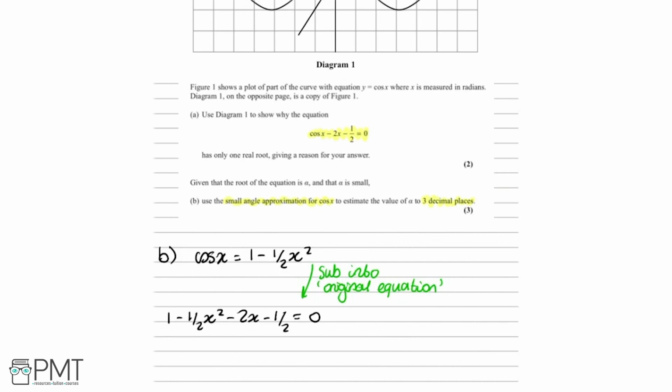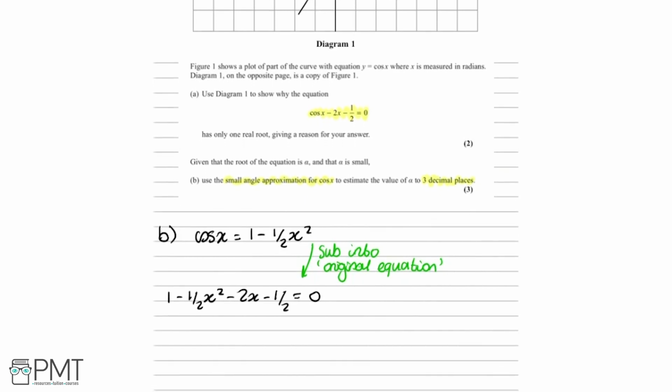It's great because look at this, we can start to see that it's a quadratic. Before we solve it, we can tidy it up a little bit. If we take away the half from the 1, we get minus half x squared minus 2x plus a half equals 0. And to tidy it up even further, if we multiply by minus 2, we get x squared plus 4x minus 1 equals 0.